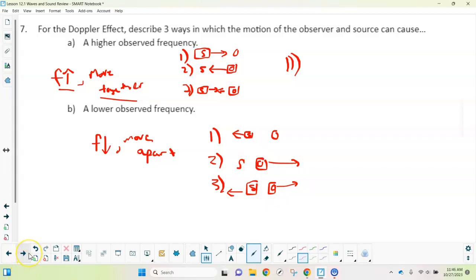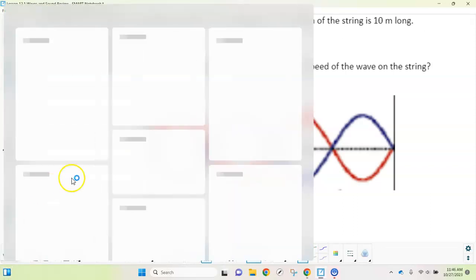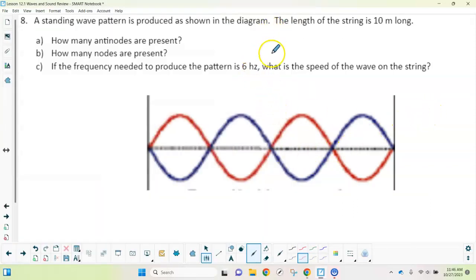All right. The last question is dealing with standing waves. So a standing wave pattern is being produced on this string, and the string has a length of 10 meters. Okay, so it asks first off how many antinodes are present, and then how many nodes are present, and then we're going to figure out the speed of the wave if we know the frequency of the wave. So same kind of ideas, just standing waves.